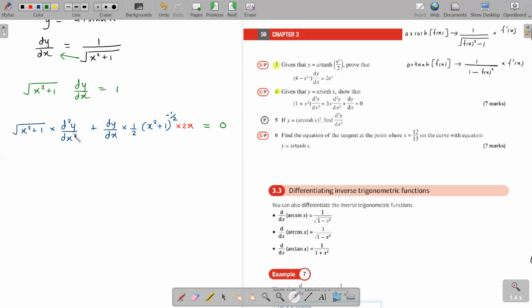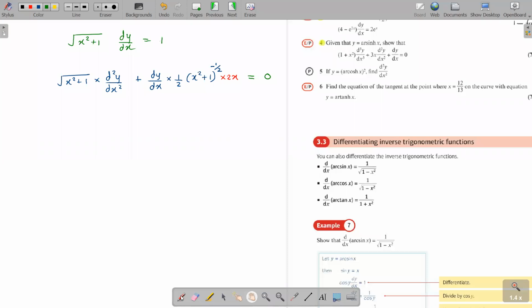Okay, so now rearrange this equation. What I would do is I would probably multiply the whole equation with root x square plus 1. So rearrange this equation, try to get the show that. Okay, so the next thing that I'm going to do is rearrange this equation. So I get here root x square plus 1 into d square y by dx square, plus I can cut the 2 here. So I end up getting x times dy by dx times x square plus 1 to the power minus half equals 0. Okay.